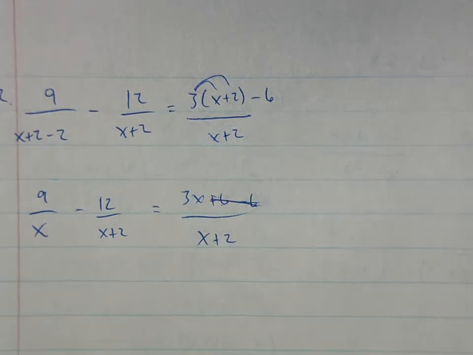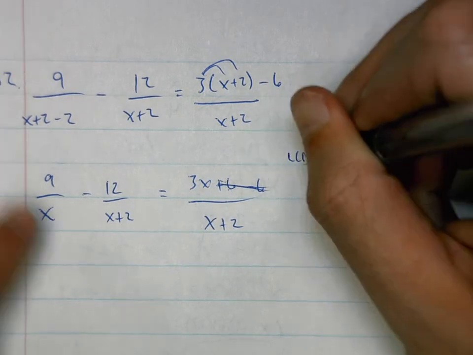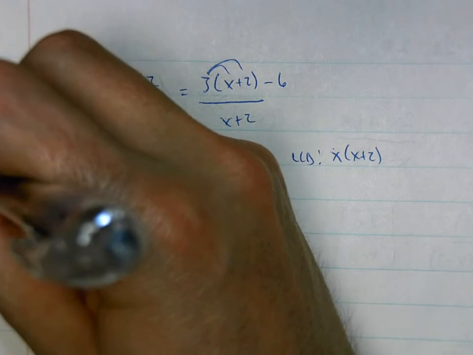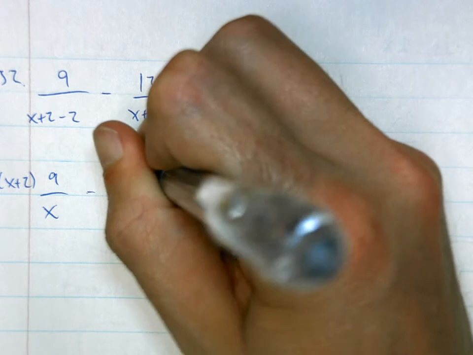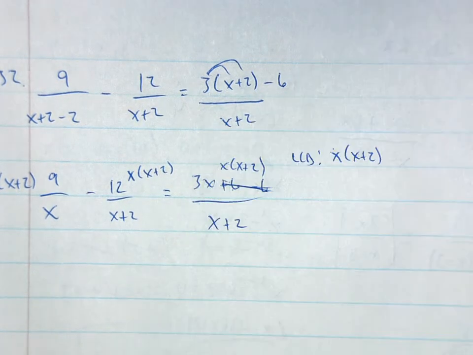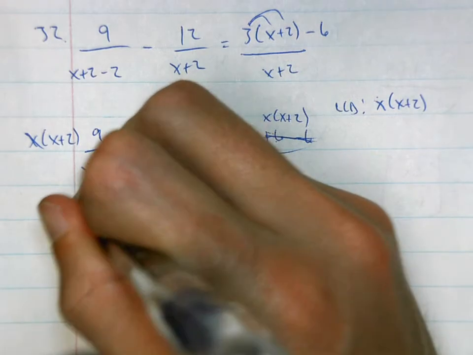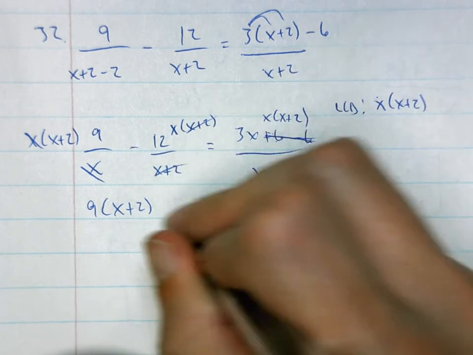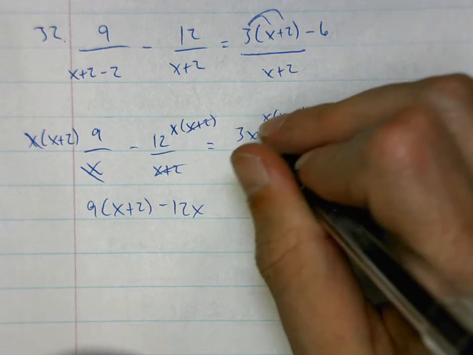And our LCD here, I want to get rid of x and x plus 2. So I multiply everything by x times x plus 2. And cancel out what I can. X and x reduce, so I'm left with 9 times x plus 2. And the x plus 2's reduce, so that's negative 12x. And the x plus 2's reduce, 3x times x is 3x squared.